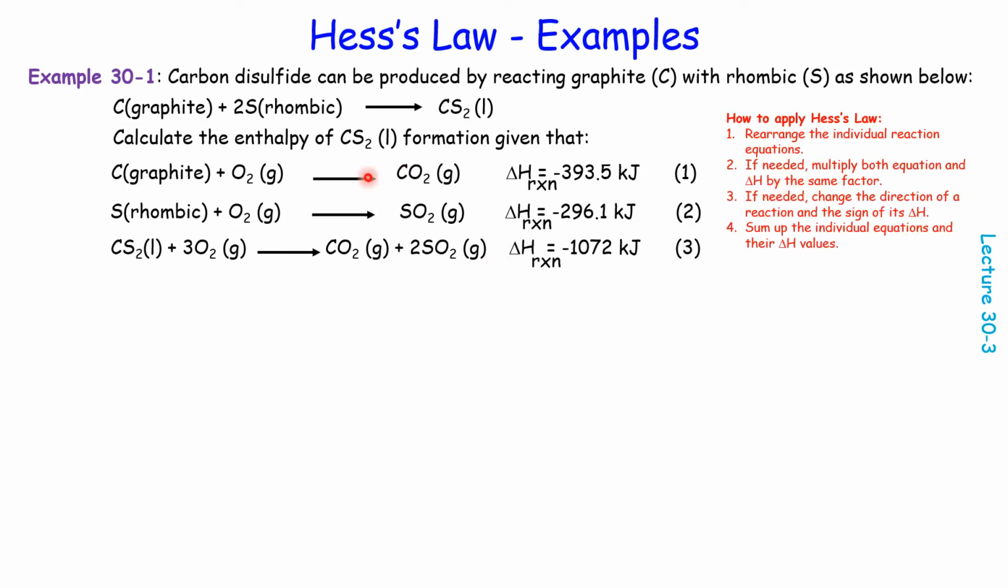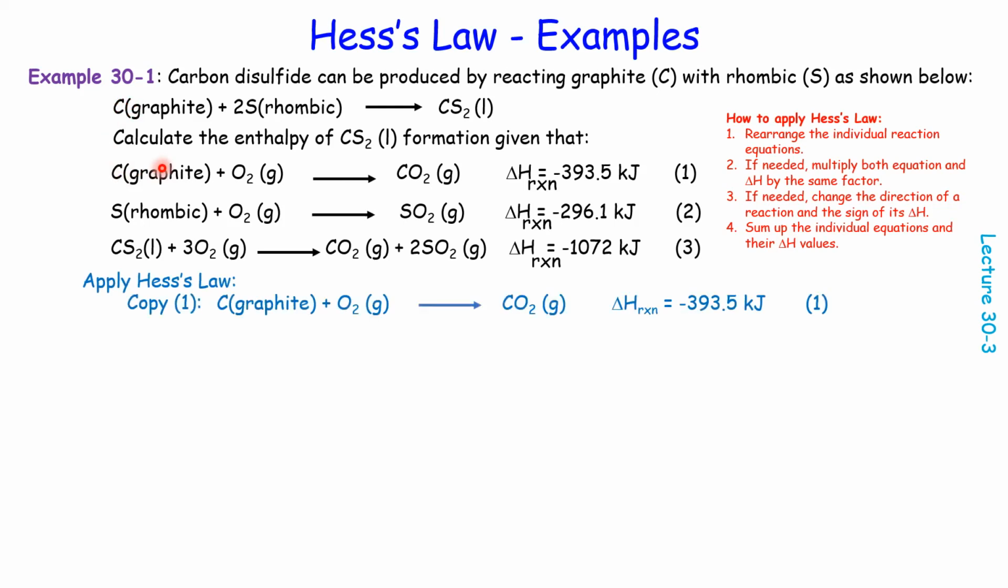We have to rearrange those individual equations if necessary. Okay? So first, let's take a look at equation number 1. Graphite reacting with oxygen, always compare each individual reaction with the overall reaction. Graphite is found on the same side of those two reactions, and the coefficient for graphite, for carbon, is 1 and 1. So therefore, we don't need to do anything for equation 1. We just simply copy equation 1.